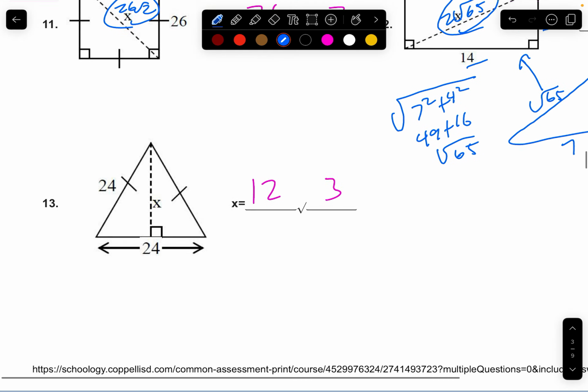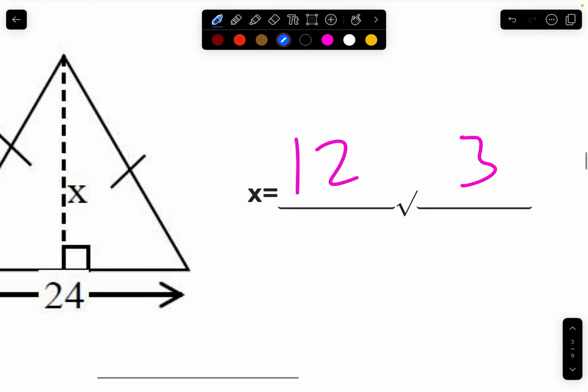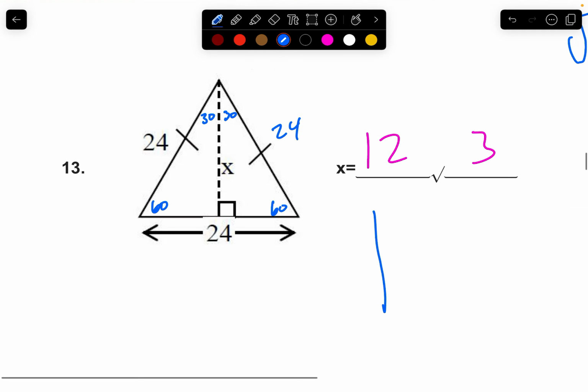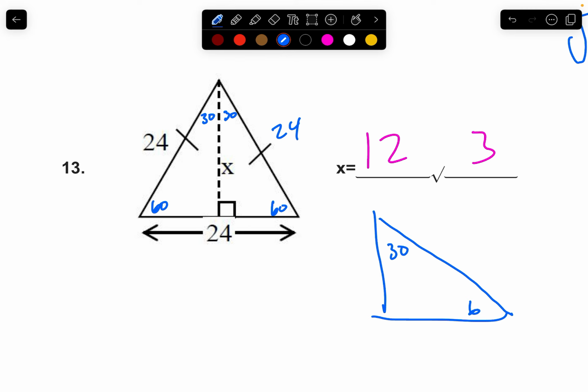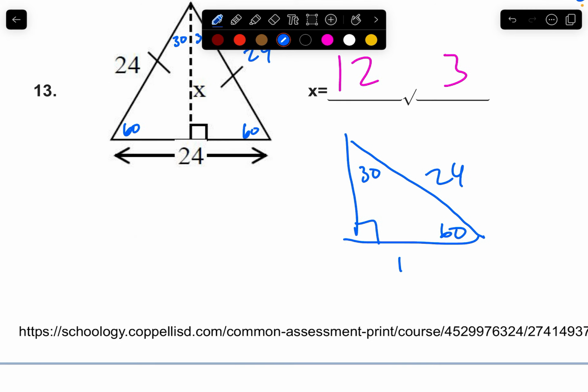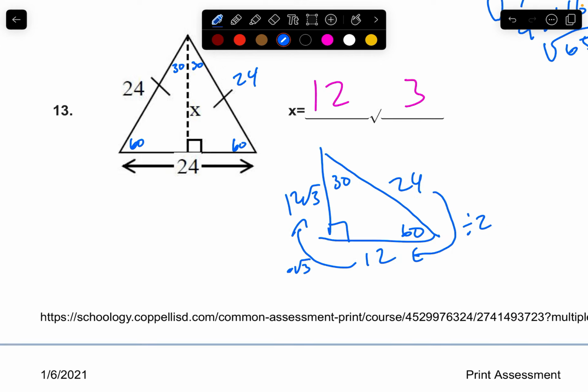All right, equilateral triangle. How do I know it's equilateral? These 2 sides are marked equal, so that's 24, and then they told you this side's 24. So every side's 24. That means that the corners are 60, and this corner's cut in half. So what we're working on is a right triangle with a 30, a 60, and a 24 hypotenuse. The rules say divide by 2, multiply by root 3. To go from hypotenuse to short leg, you divide by 2. To go from short leg to long leg, you times it by the square root of 3.